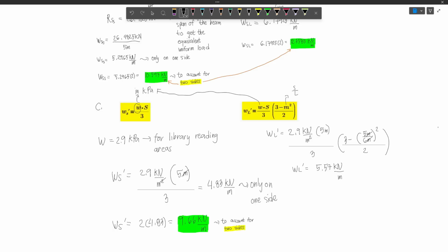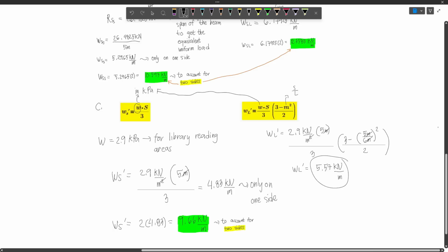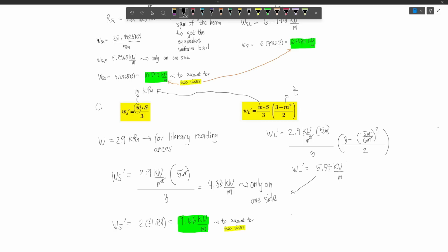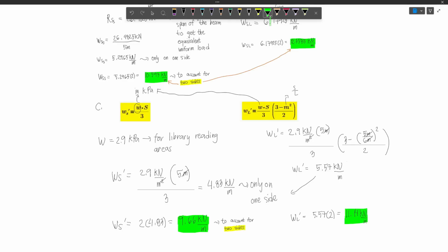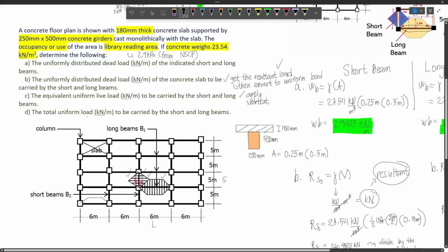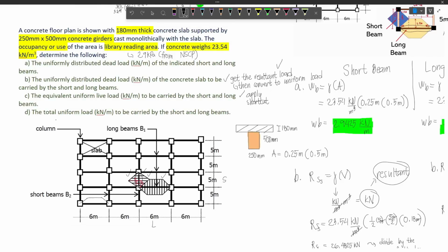Kasi again, this will cancel. Ito saka ito. And then this is just on one side. And so we will still multiply by 2. And so our actual WL prime will be 5.57 multiplied by 2, which is 11.14, and then kN per m. And so this will be our answer for letter C. And then for the last question, we have to compute the total uniform load. Now, madali na lang to, because we already have our answer for letter A, B, and C. So for letter D, we'll just add all of them.